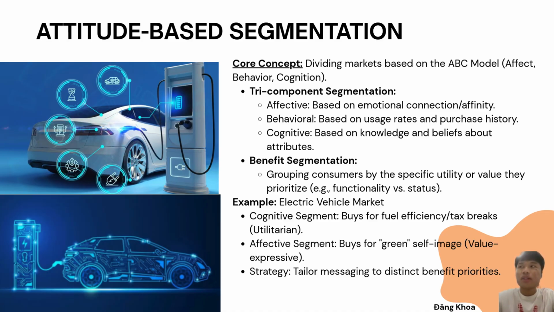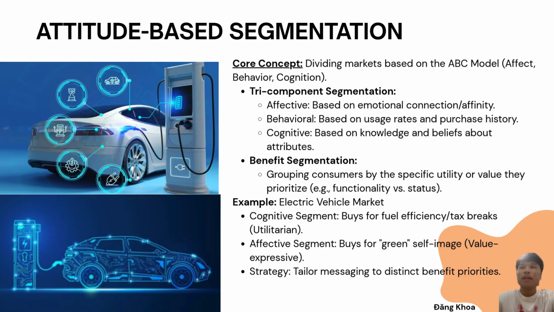Attitude-based segmentation. Now, how do we apply this to market segmentation? Rather than just looking at demographics like age or income, we segment based on the ABC model of attitudes: affect, behavior, and cognition. By understanding whether a segment is driven by affective responses or cognitive evaluations, we can group consumers into more precise categories. This leads us to benefits segmentation.